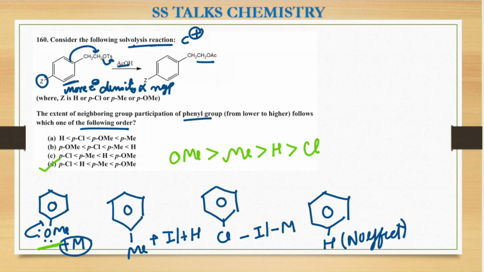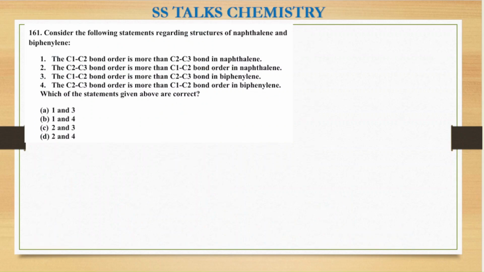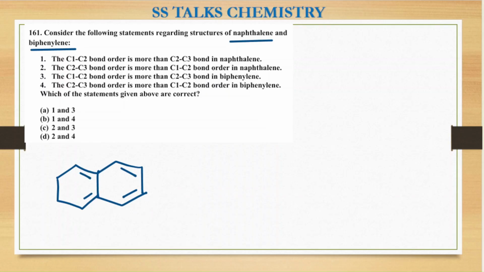So now let us move on to our next question, this one. It says consider the following statements regarding the structures of naphthalene and biphenyl. Numbering basically has been done in naphthalene and biphenyl and their bond orders have been compared. The naphthalene molecule you have is this one, like this, and the numbering in naphthalene is done like this: 1, 2, 3, 4, 5, 6, 7, 8, 9, and the 10th one. So this is the numbering you do in naphthalene.